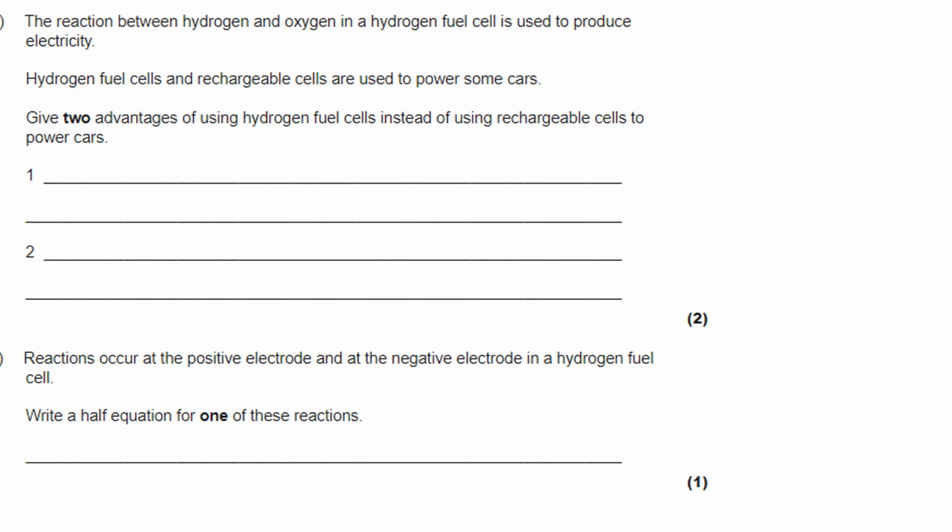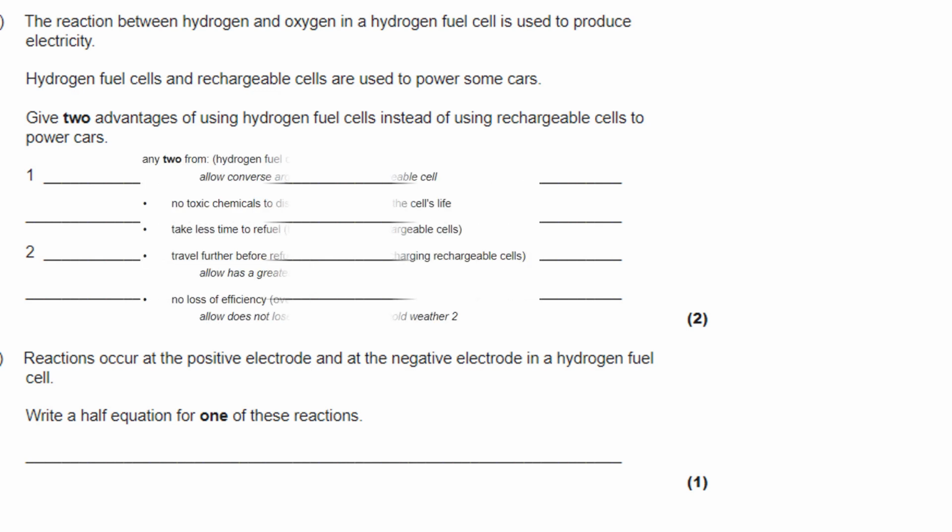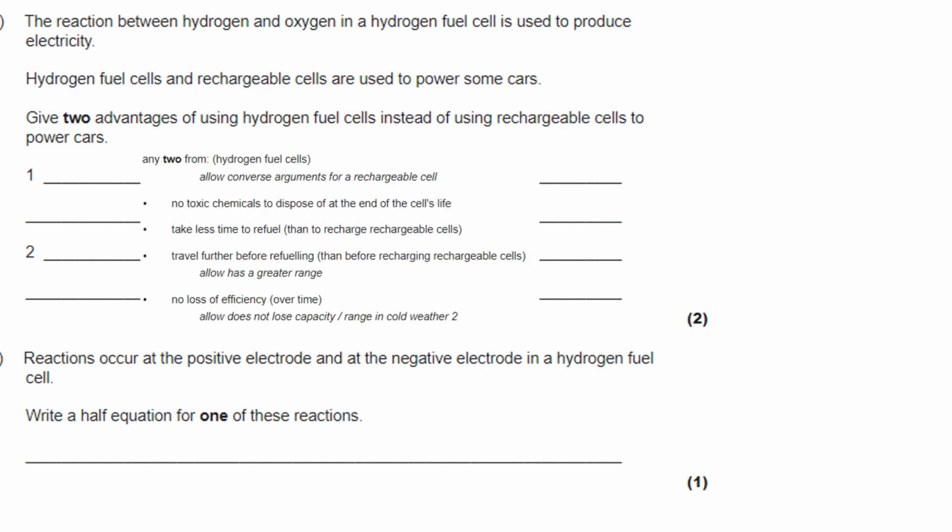You can pause the video if you want, but they don't make toxic materials like you get in batteries. In batteries, you get things like lithium and toxic waste metals. They're also highly efficient and they don't need recharging. As long as you have a constant supply of hydrogen and oxygen, you don't need to recharge your hydrogen fuel cell. So you can travel further.